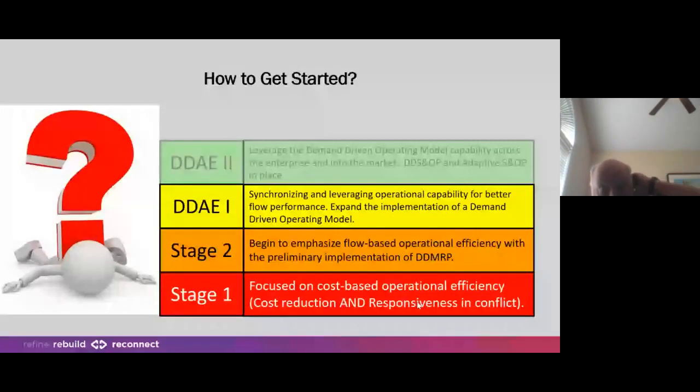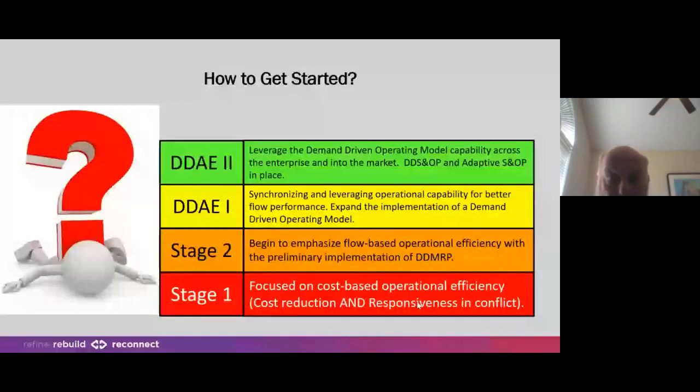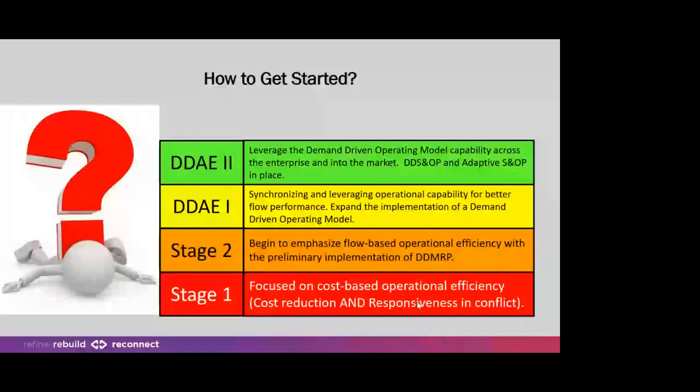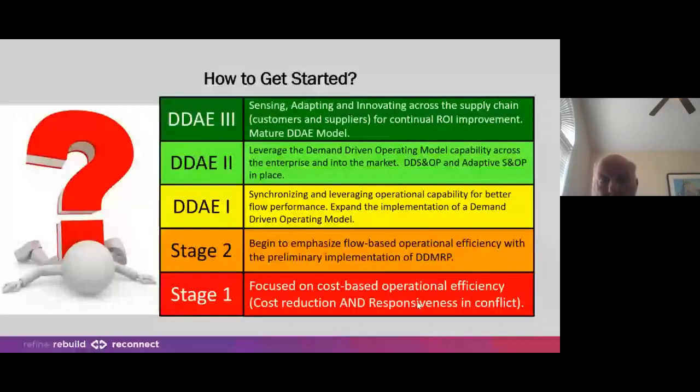And now, how do we adapt? This is where S&OP comes in, with a company that has somewhat of an operating model running. We leverage the operating model capability across the enterprise and into the market. And we've now implemented DDS&OP, which is that bidirectional hub that's allowing me to translate strategy to operations and operations back to strategy. We've now integrated into our Adaptive S&OP process, where our senior management team are making decisions based on facts, evidence, and data supported by documented assumptions. And then we get to the fun part, being able to sense and adapt and innovate across our supply chain, that we drive to our created future. And now what we're looking for is a continued return on investment improvement.